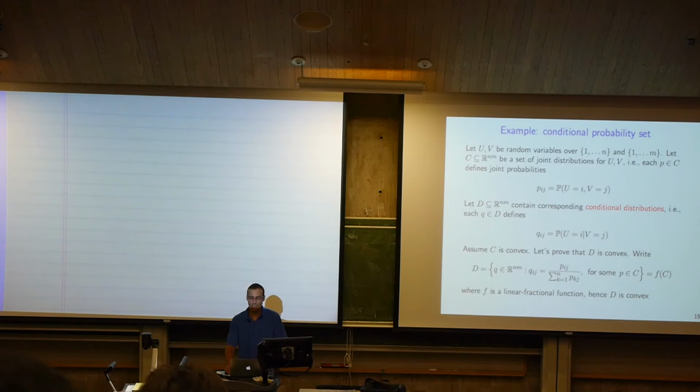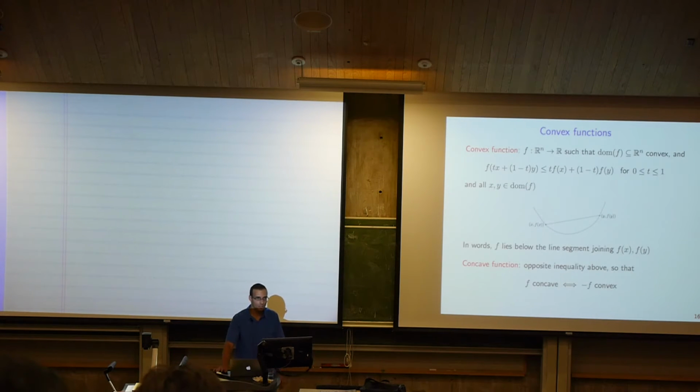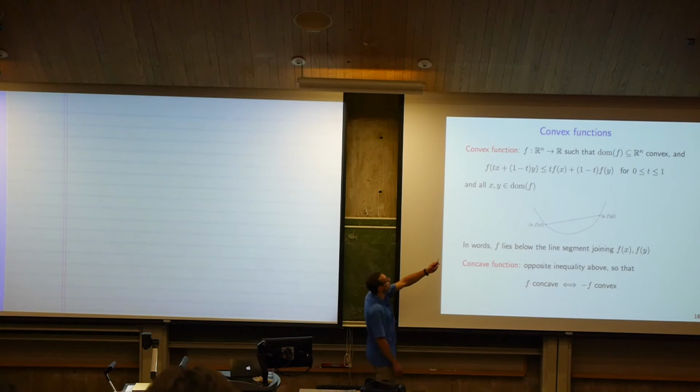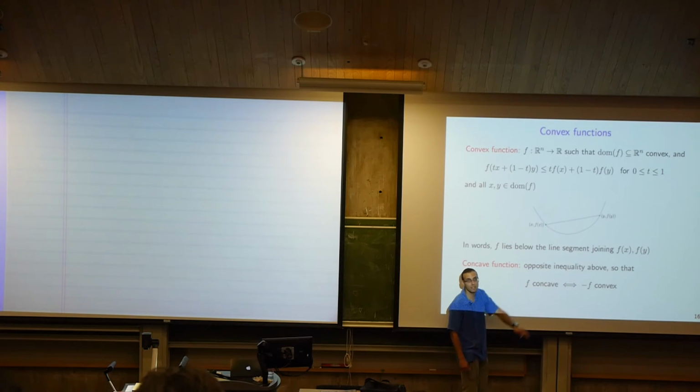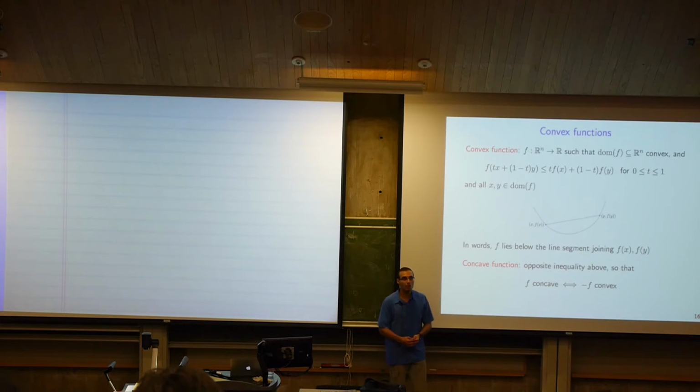Okay, so let's go on to convex functions just in the interest of time. Remind you that's the definition. The domain must be convex. You must have the function lying below the line segment, the graph of the function lying below the line segment. That's the definition of convexity for a function.